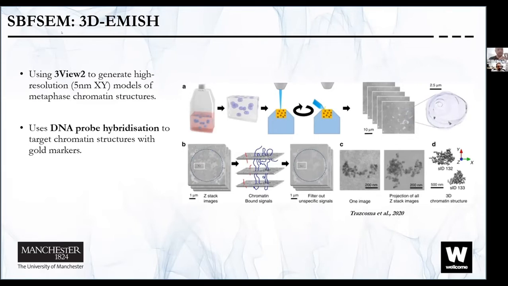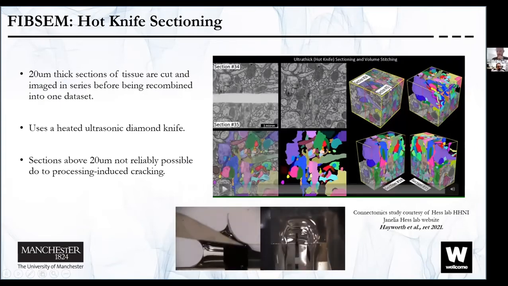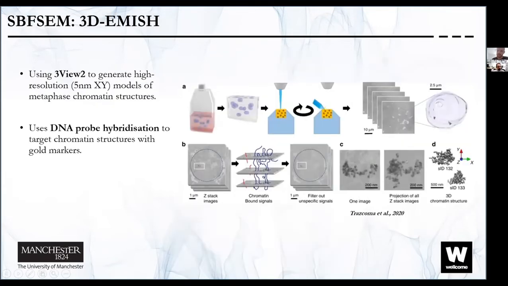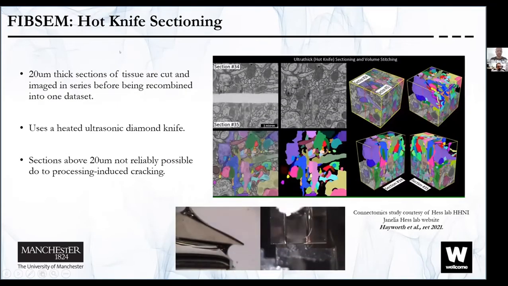So what they've done essentially is stained these specific chromatin structures, and then when they've gone and sectioned with an SBF SEM, they've been able to get this really nice data set. Whoops, a little spoiler. They've been able to get this really nice data set of these chromatin structures, which is really cool and an application I didn't really think of until researching this. So now we'll move on to a couple of FIB-SEM techniques.